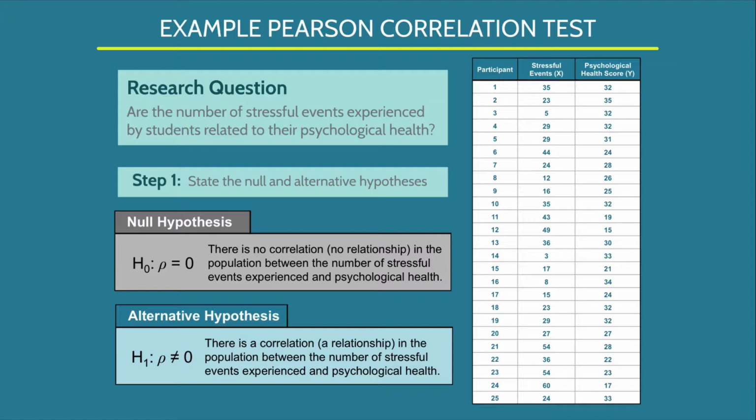In this case, the null hypothesis would state that the population correlation rho is equal to 0, or that there is no correlation or no relationship in the population between the number of stressful events students experienced and their psychological health. The alternative hypothesis, which in this case would be a two-tailed or non-directional hypothesis, would state that the correlation coefficient of rho does not equal 0. This would mean that there is a correlation, or there is a relationship in the population between the number of stressful events experienced and students' psychological health.